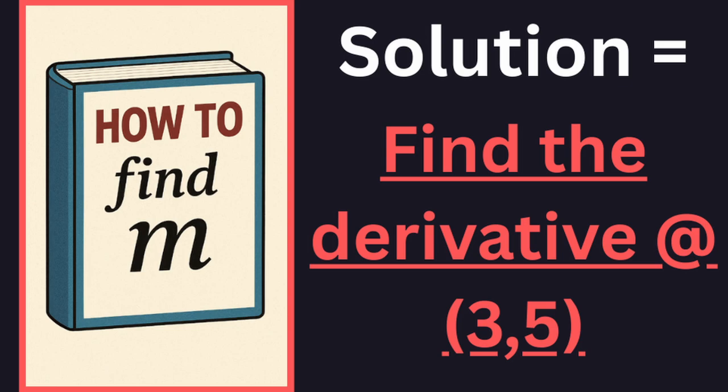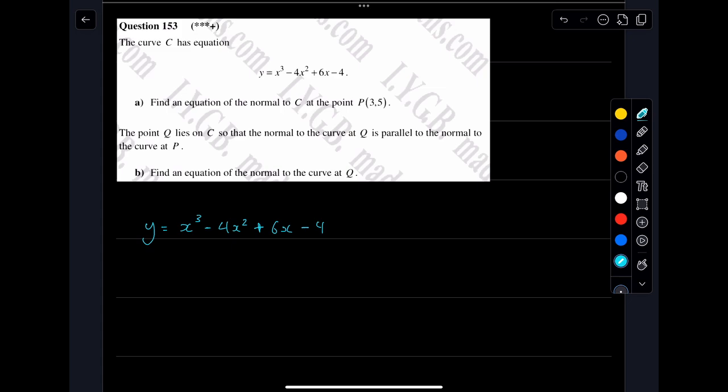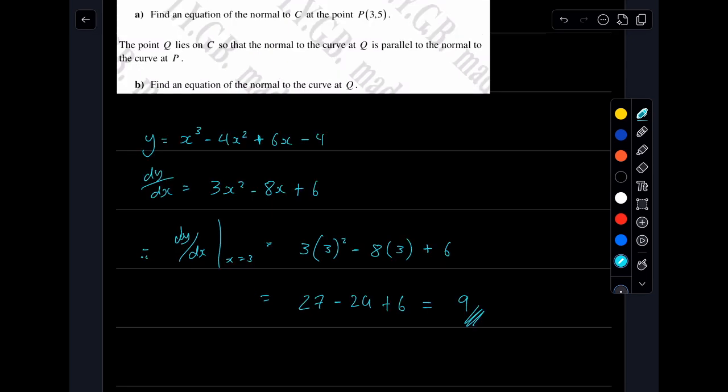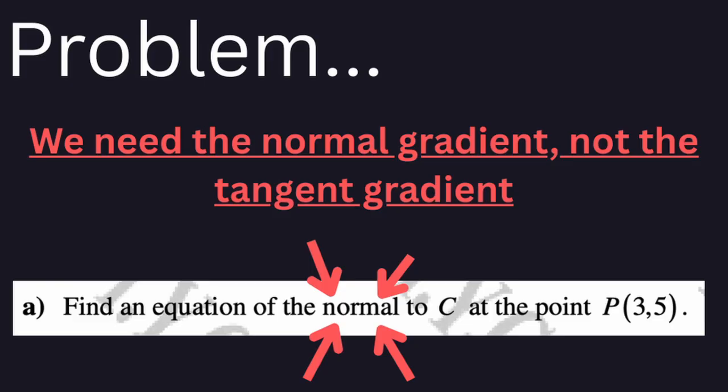And how do we find the derivative at 3, 5 then? Since our function is y equals x to the power of 3 minus 4x squared plus 6x minus 4, our derivative must simply be 3x squared minus 8x plus 6. And so if we plug in 3, 5 into that, we get 9. But now, we have another issue. The derivative at 3, 5 represents the gradient of the tangent at that point, not the normal.